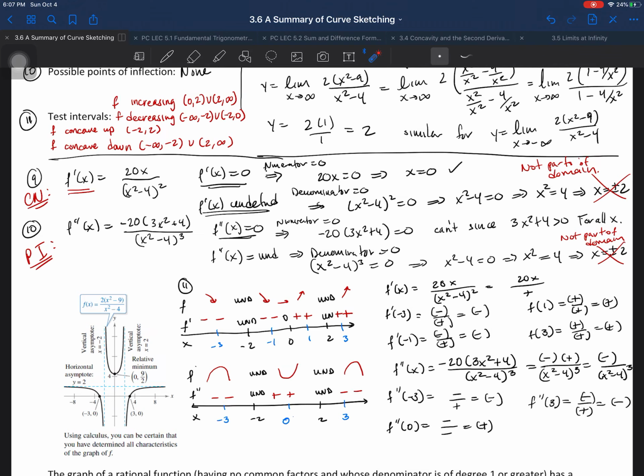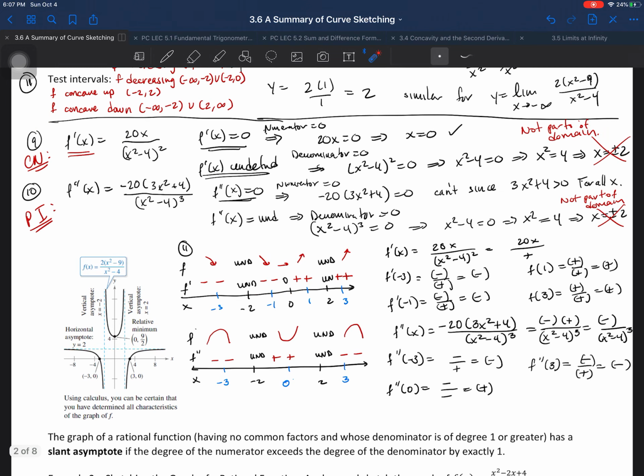Now we know that when the second derivative is negative, the function is concave down. When the second derivative is positive, the function is concave up. When the second derivative is negative, the function is concave down. And so the interval for which the function is concave up is negative 2 to 2, and where the function is concave down is from negative infinity to negative 2, and from 2 to infinity. And there you go, right? We have summarized all the information.